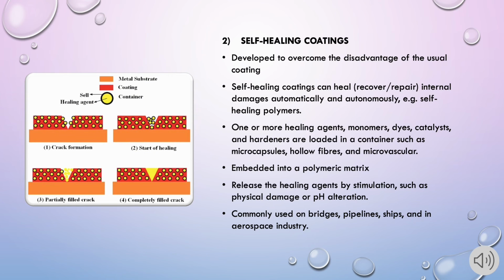When a crack forms in the coating, the healing agent is released due to stimulation such as physical damage or changes in pH. The released agent fills the crack and solidifies, restoring the coating and preventing further corrosion. This process, illustrated on the left, starts with crack formation, the release of the healing agent, and ends with the crack being fully filled.